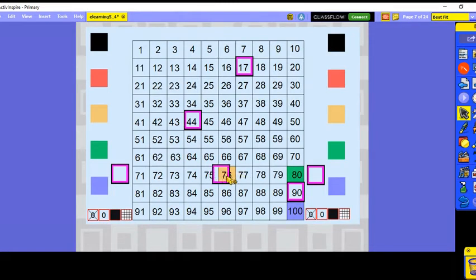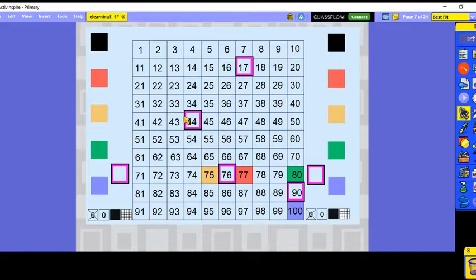One more than 76. Let's move it one more, is 77. So one less than 76 is 75. One more than 76 is 77. Okay. Now let's look at 44.